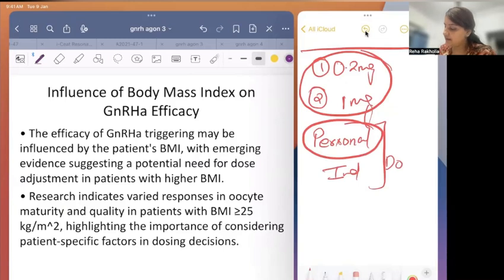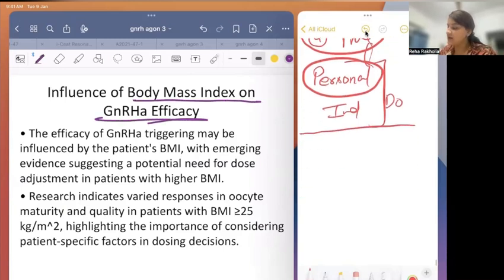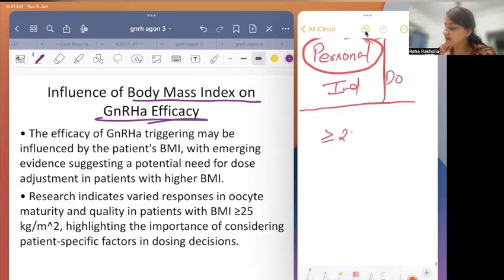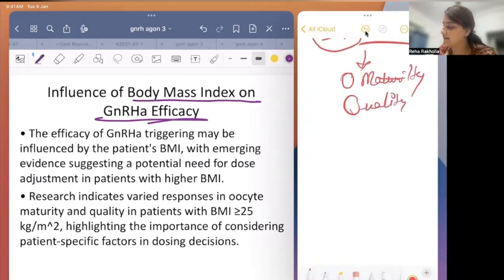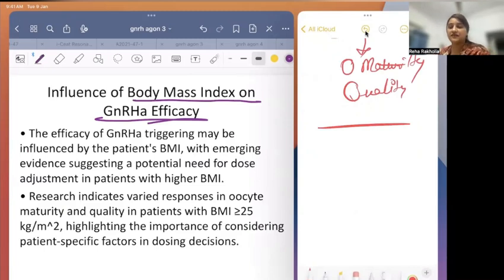Here we saw the influence of body mass index on GnRH agonist efficiency. We saw that when BMI was greater than 25, there was a varied response in oocyte maturity and quality. So we'll have to decide the dose on patient-specific factors. In BMI greater than 25, we'll have to give more doses.